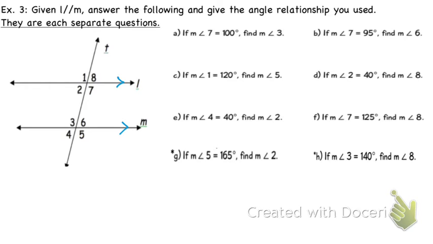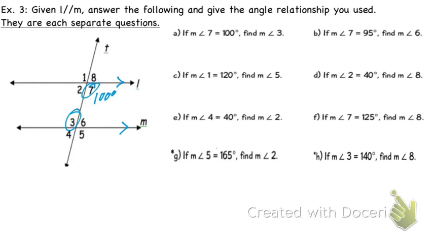Like we do letter A, and then you basically erase your memory. You guys remember those Etch-a-Sketches, where you shake it and it goes away? It's like that. You do the problem, you shake it, it goes away, and you do the next problem. Letter A: if the measure of angle 7 is equal to 100 degrees, what is the measure of angle 3? Well, what kind of angles are angle 7 and angle 3?